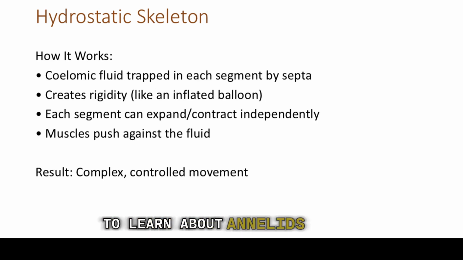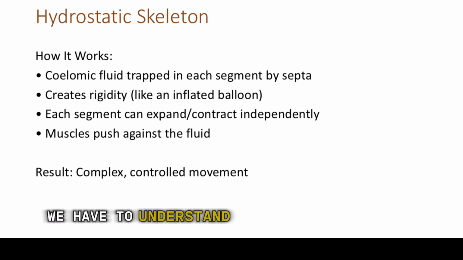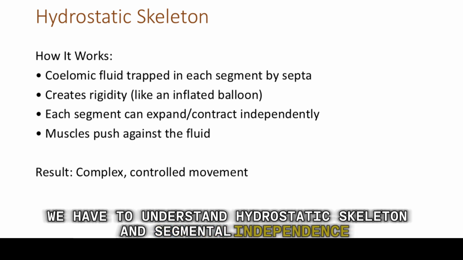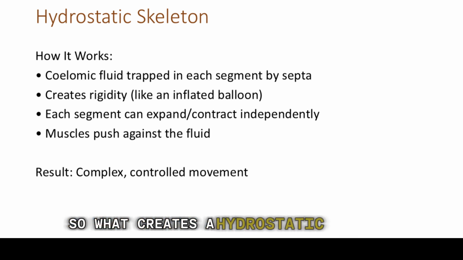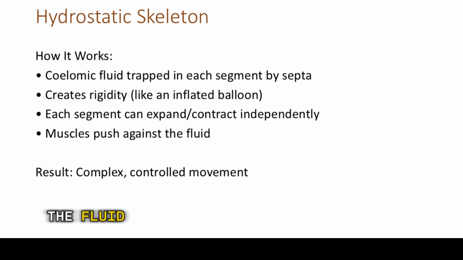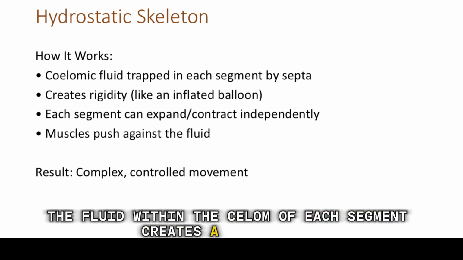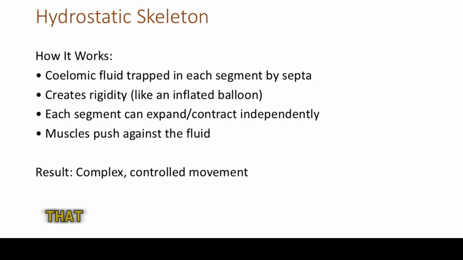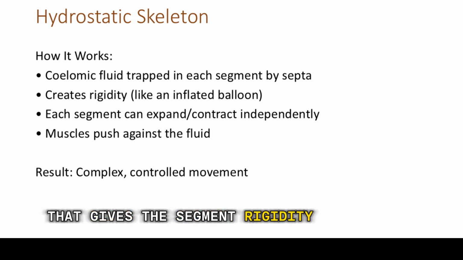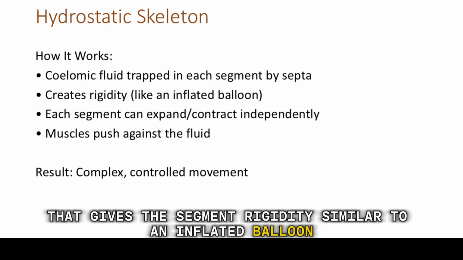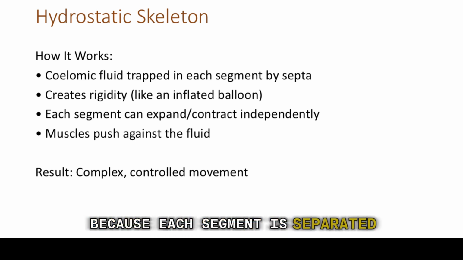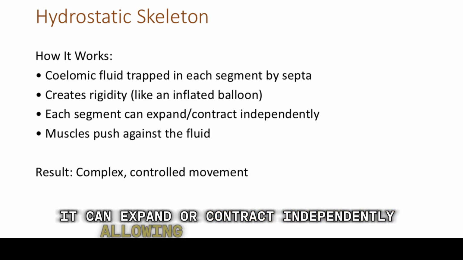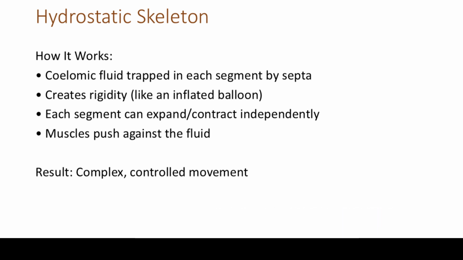To learn about annelids better, we have to understand hydrostatic skeleton and segmental independence. So what creates a hydrostatic skeleton? The fluid within the coelom of each segment creates a hydrostatic, that is liquid-supported, skeleton that gives the segment rigidity similar to an inflated balloon. Because each segment is separated, it can expand or contract independently, allowing for complex movement.